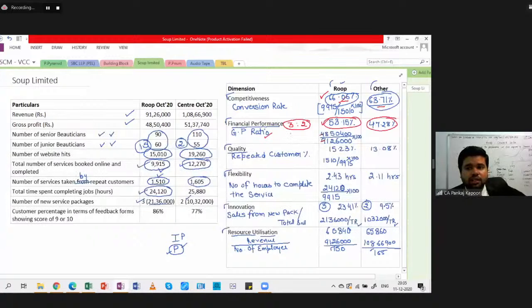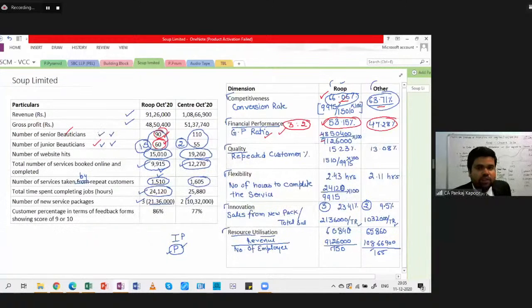Further moving, take another thing here itself in the financial performance. Despite the fact that they have fewer senior beauticians, which is a kind of limitation to them, there is an advantage. They have more junior beauticians, and junior beauticians are obviously charging less. Hence, the cost or salary of junior beauticians is less. This may result in a high GP ratio. So another reason for the high GP ratio may be that the group has more beauticians who are junior in nature rather than senior.